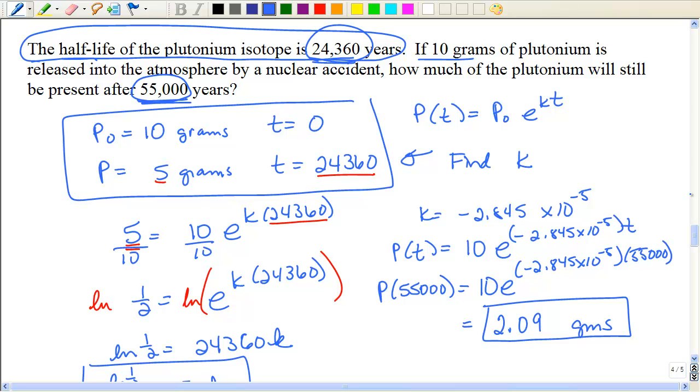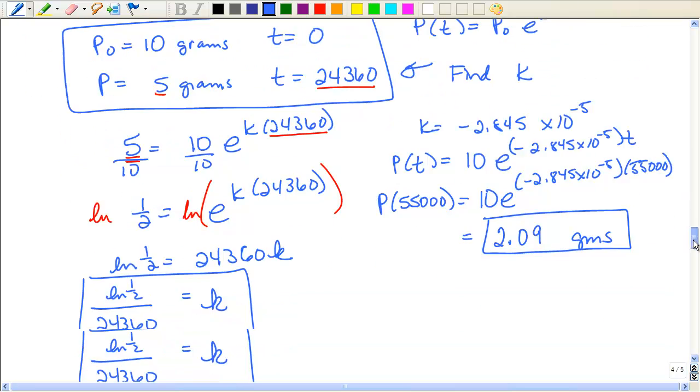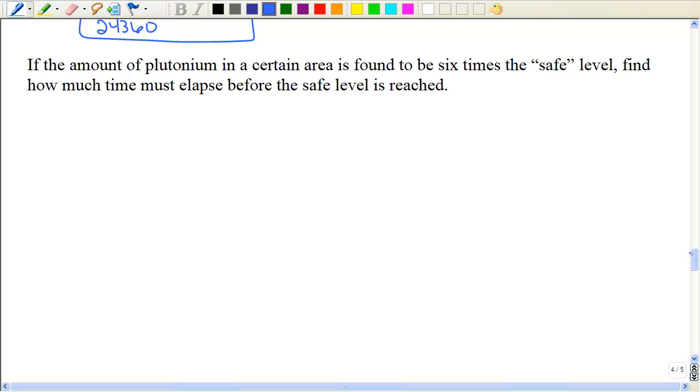In 55,000 years, we still have 2 grams of that plutonium. If the amount of plutonium in a certain area is found to be 6 times the safe level, find how much time must elapse before the safe level is reached. What are we looking at here?